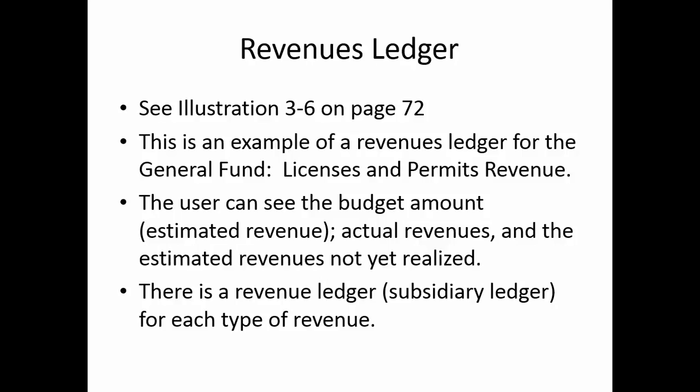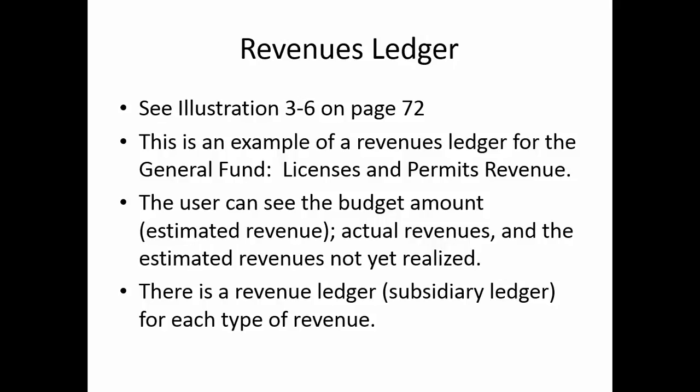Let's look at the revenues ledger. So go to page 72 and look at illustration 3-6. This is an example of a revenues ledger for the general fund. One type of revenue, licenses and permits revenue. The user can see the budgeted amount, the estimated revenue, actual amounts earned during the accounting period, and the estimated revenues not yet realized.